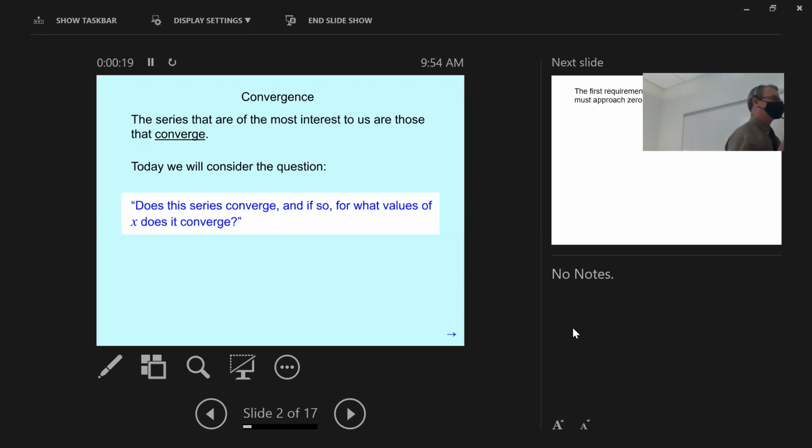Okay, so we have to understand the distinction. What does it mean to say the series converges? And does this series converge? Can you think of this in context of the H chart?